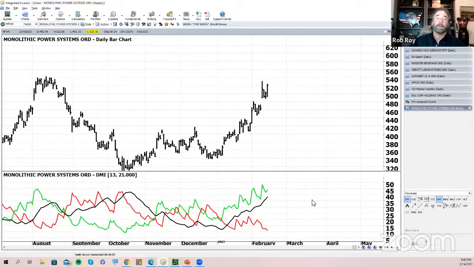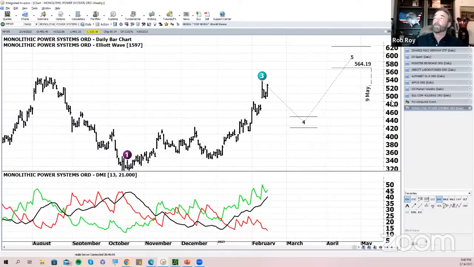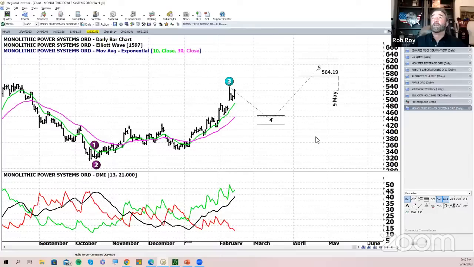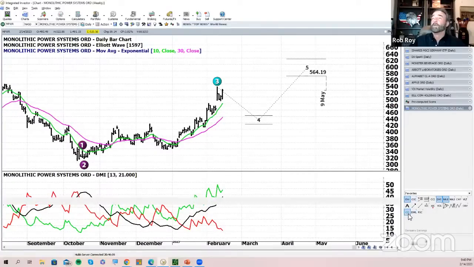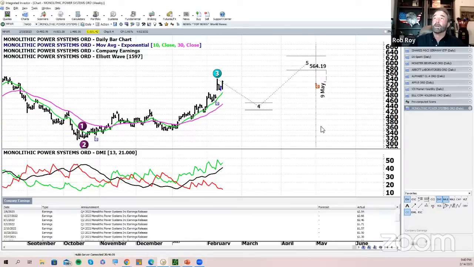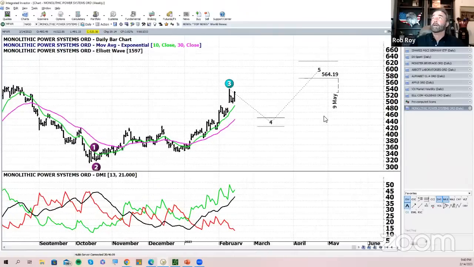That's a pretty good looking DMI, maybe a touch mature. We haven't quite reached 40 yet, but still good separation between the directional indicators. That looks awfully good as far as the continued move to the upside. It's in a wave 3 higher. You look at the 10-day moving average, and let's see if there's an earnings report somewhere on the horizon here. It just had earnings that caused the gap up. I like that one. That one's going to have a hard time being beaten.